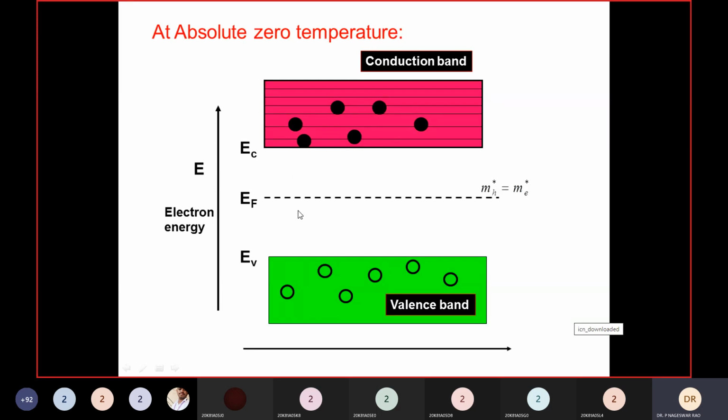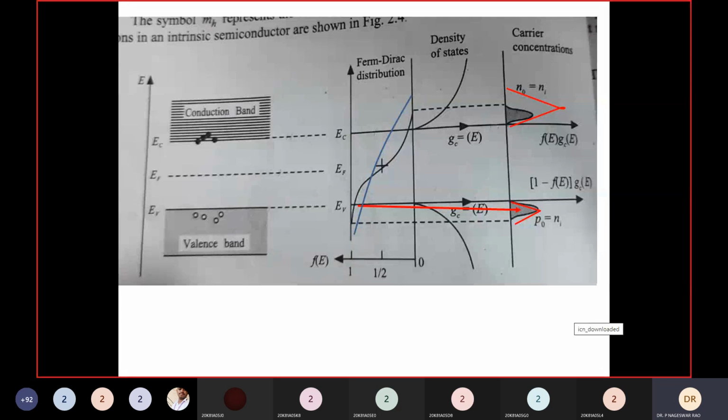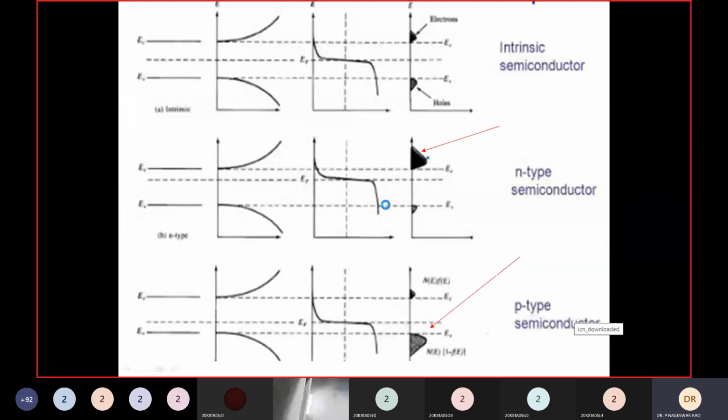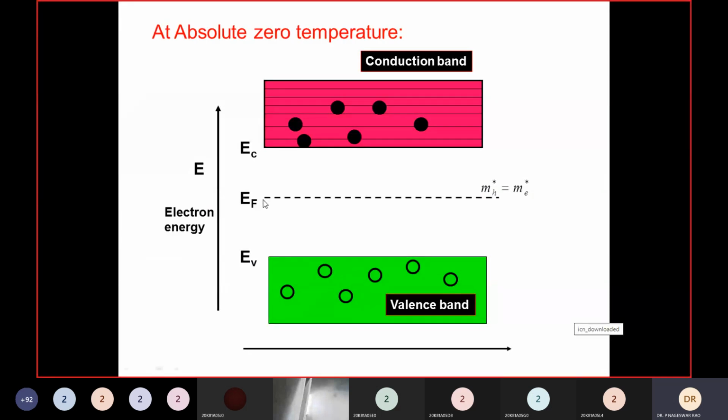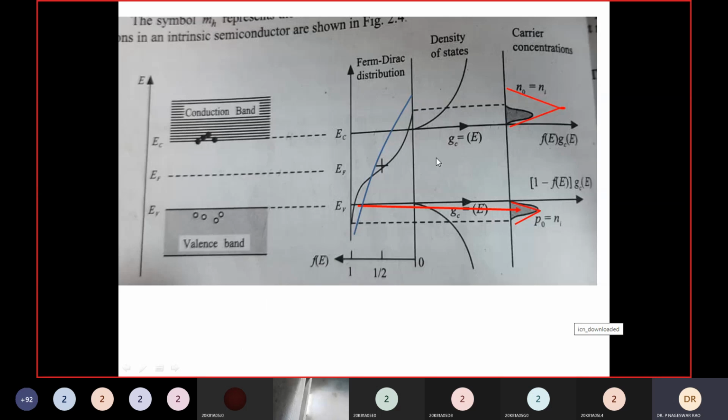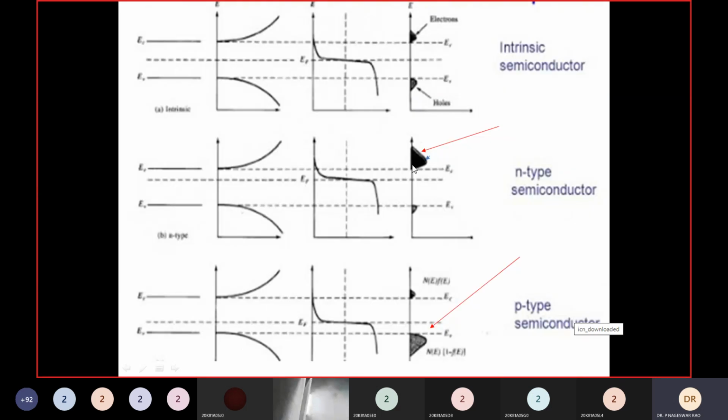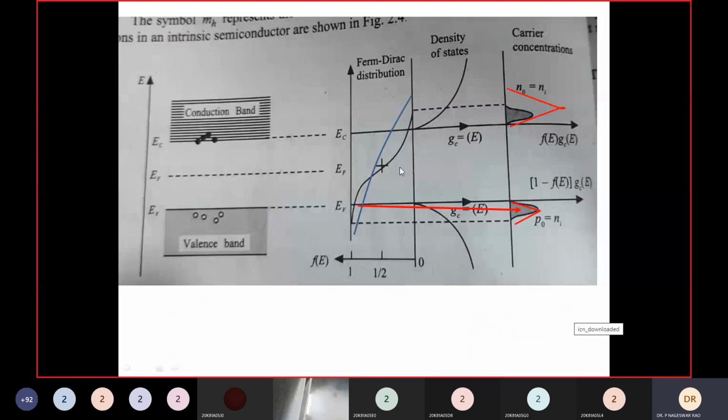Now, if we increase the temperature, what happened? I will explain using another graph here. If we increase the temperature, the Ef value increases like this. These graphs are not suitable, no need for you. Okay, I will explain it to you.